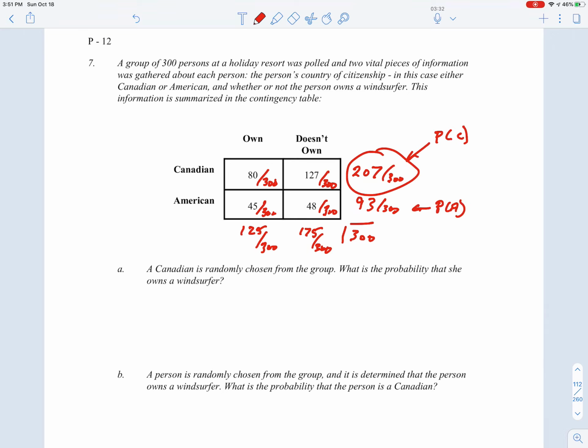So these are marginals. This is the probability that a person owns a windsurfer. And this is the probability that a person doesn't own a windsurfer. So the stuff outside, or in the margin of the table, are the marginal probabilities. On the inside, you've got the joint probabilities. This is the probability of being a Canadian and owning a windsurfer. And then I could do that for the other 3 as well.